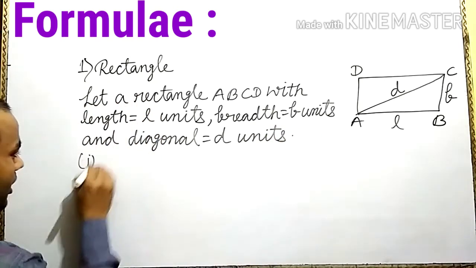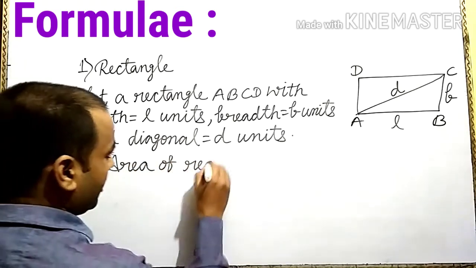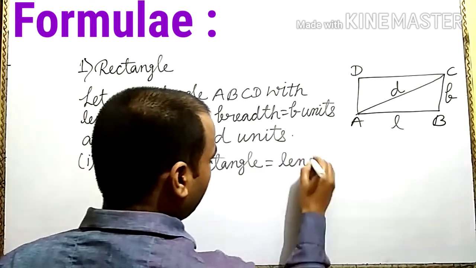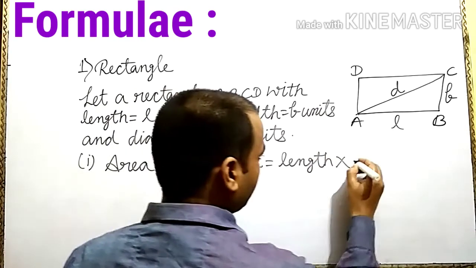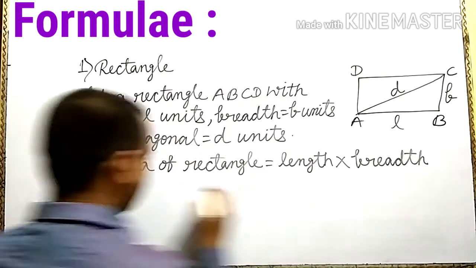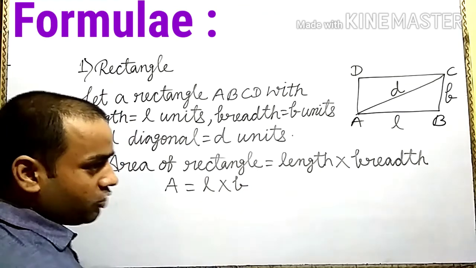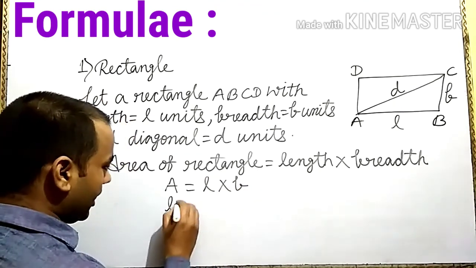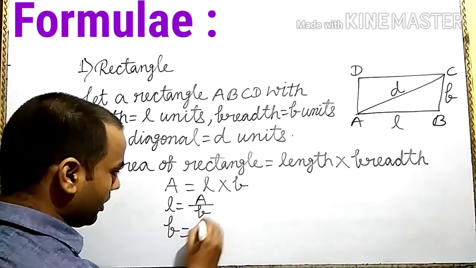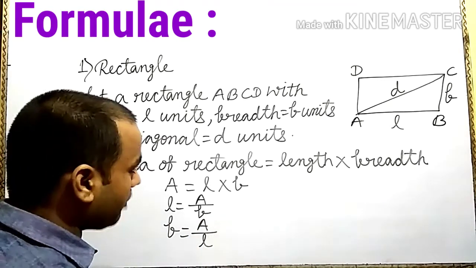The first formula: area of a rectangle is equal to length into breadth. In short form, A is equal to L into B. Here use the conversion. Find L is equal to A by B, means area upon breadth, and breadth is equal to area upon length. Is it clear?